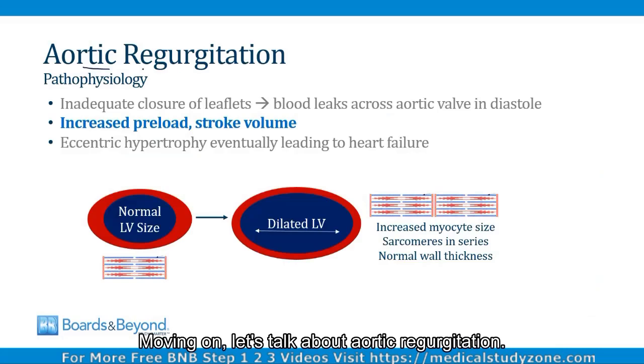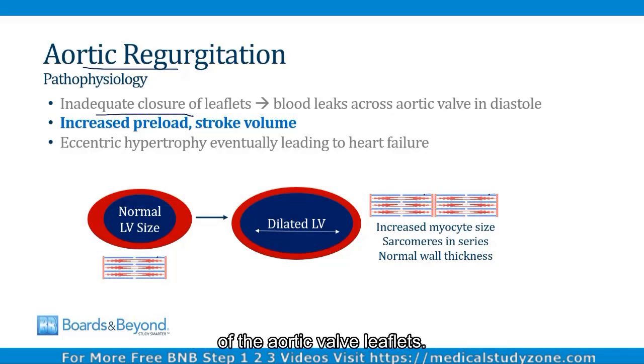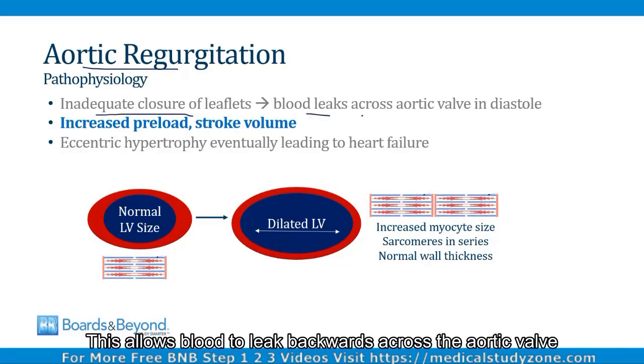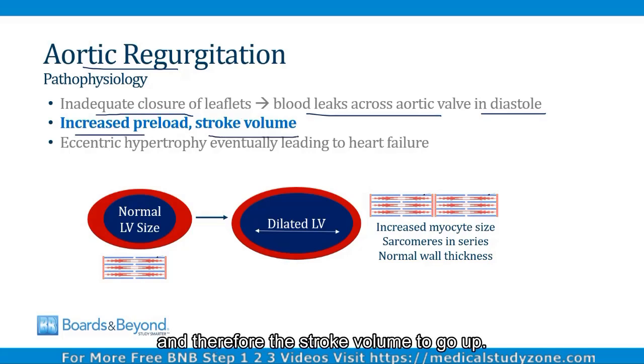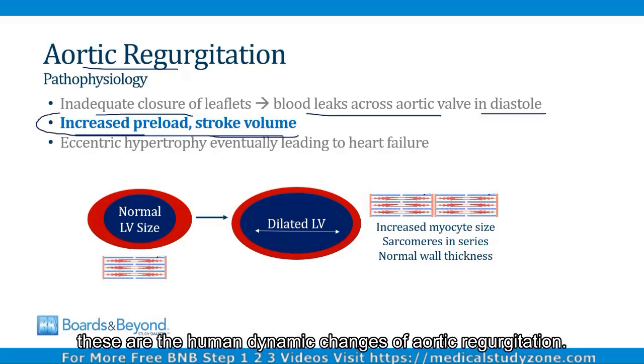Moving on, let's talk about aortic regurgitation. This occurs when there's inadequate closure of the aortic valve leaflets. This allows blood to leak backwards across the aortic valve into the left ventricle during diastole. Hemodynamically, this causes the preload of the left ventricle to go up and therefore the stroke volume to go up. It's high yield to know this. These are the hemodynamic changes of aortic regurgitation.